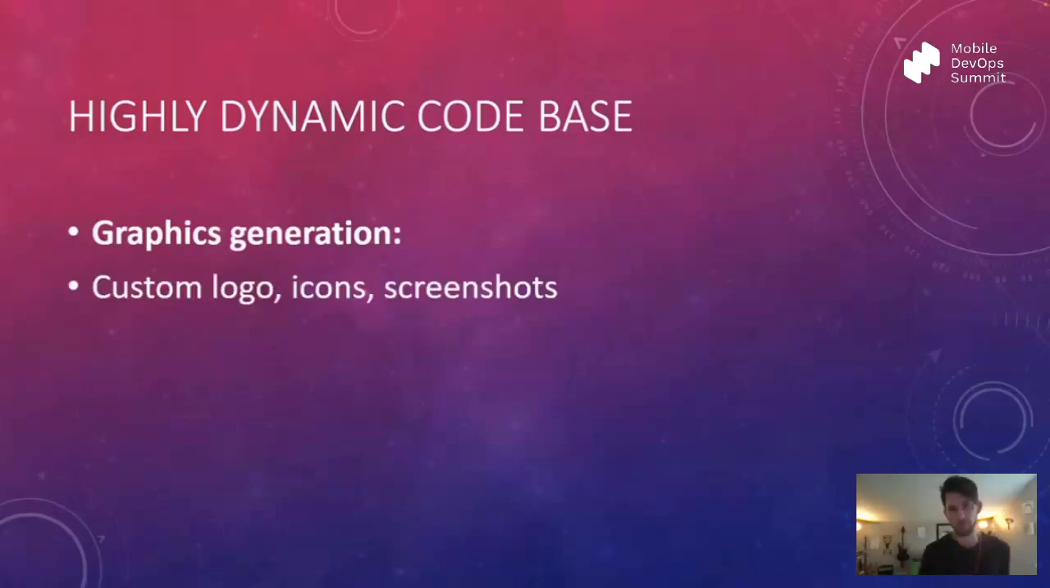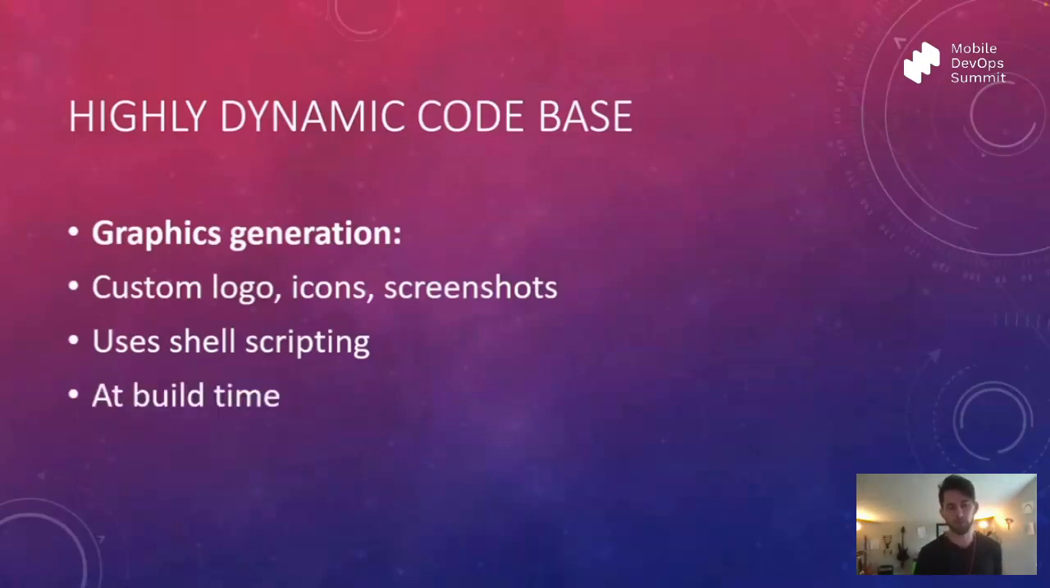So for the graphics generation, what we do is we get a logo and an icon from our client, and we take those source graphics and we generate all the parts of the app that need a logo graphic, all the icons for Android and iOS, and all the screenshots for the stores. This uses shell scripting and ImageMagick, so it takes about 3 seconds to generate all the graphics that we need, and it happens at build time as well.